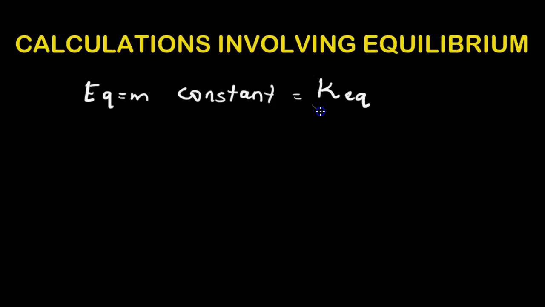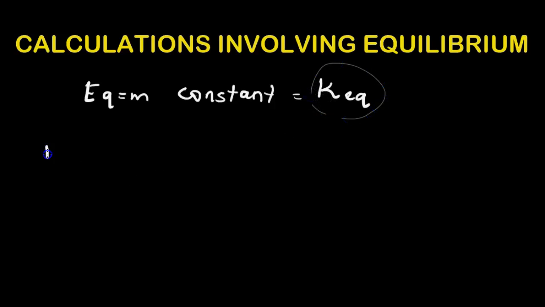Hey guys, in this lesson we would understand what is the formula that is going to be used for calculations involving equilibrium. For doing calculations in equilibrium, we need to understand equilibrium constant first. Equilibrium constant is represented with K with uppercase and subscript EQ. Now this KEQ has a formula. Let's see how to get that formula.